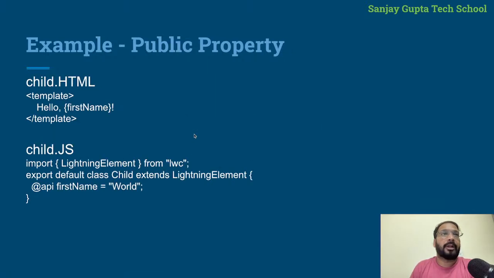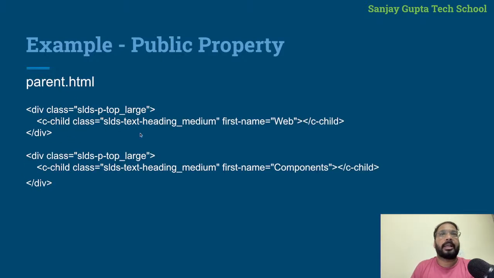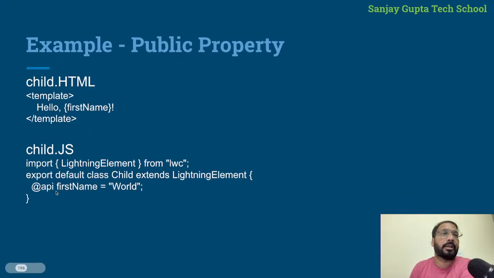Okay, now if I move ahead, here you can see the example of a public property. This is public property firstName, which initially has world. So initially firstName will display world, but here you can see while calling this child component, to that child component property firstName we are passing some value. Why is it happening? Because here we have declared this property as public using @api.